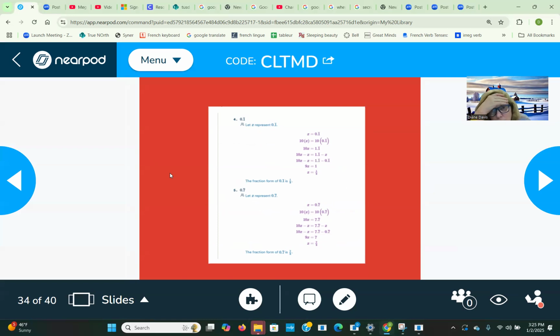Yes, that was true. In those problems, the way that they're doing it, let x equal 0.1, multiply both sides by 10. After you multiply both sides by 10, then you subtract the x, so there's always going to be a 9. So that's one thing they wanted you to notice. That puts the denominator, the lower number, there.